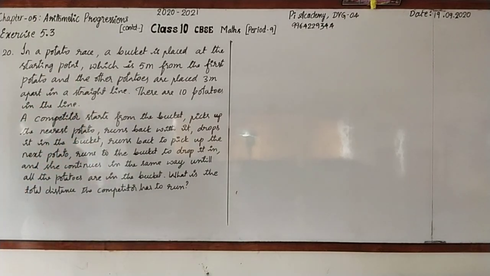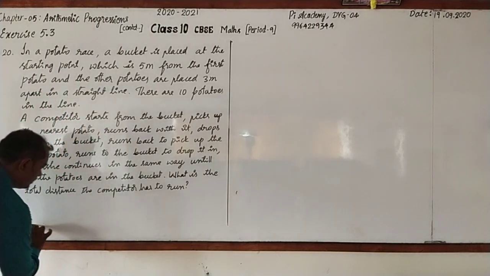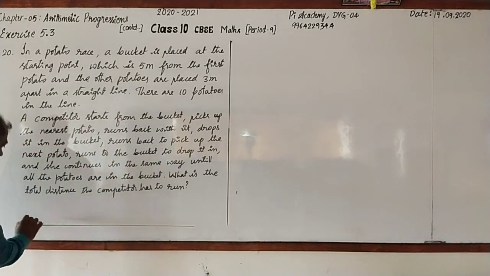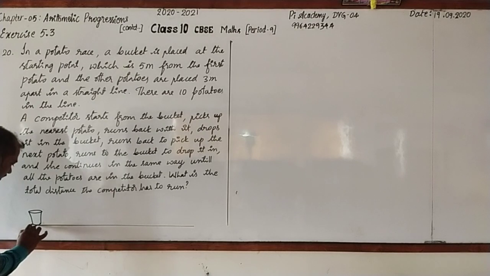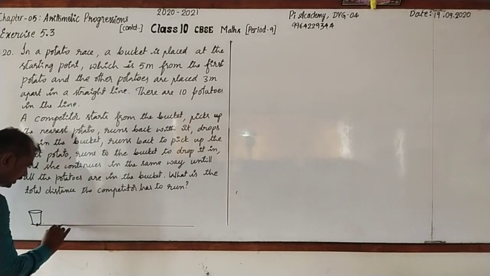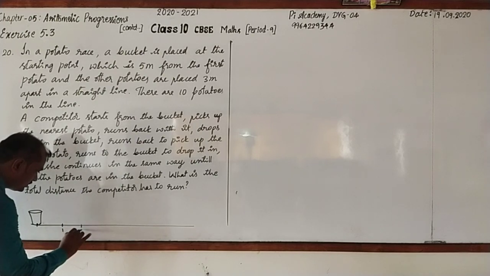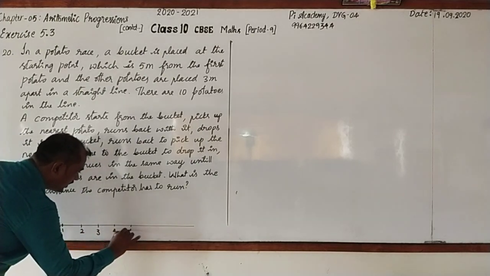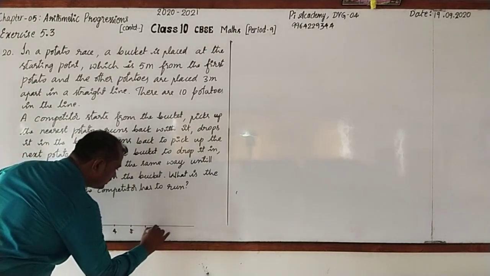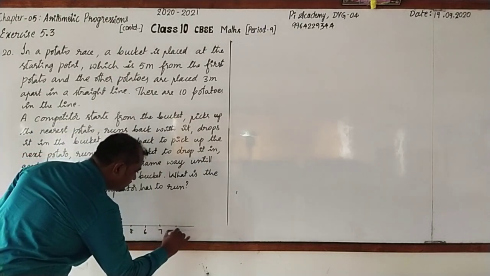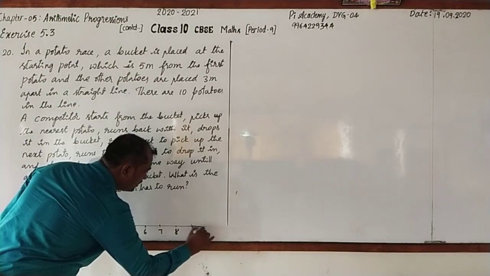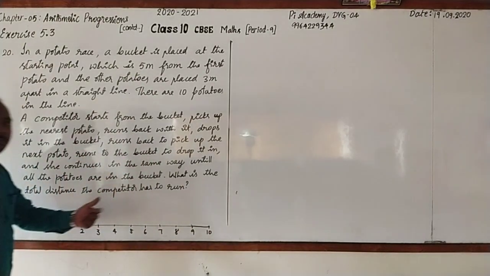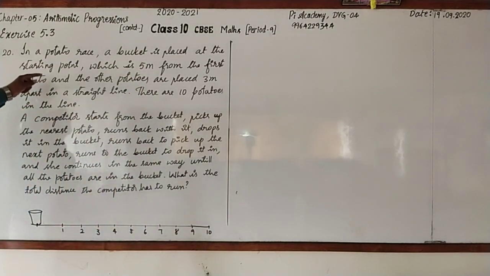Related to that, first I draw the figure. Just keep observing. It is a straight line, and here is a bucket. A bucket is placed, and this is the initial point, and there are 10 potatoes. Here it is 1, this is 2, it is 3, 4, 5, 6, 7, 8, 9, and here is 10. There are 10 potatoes. Observe.